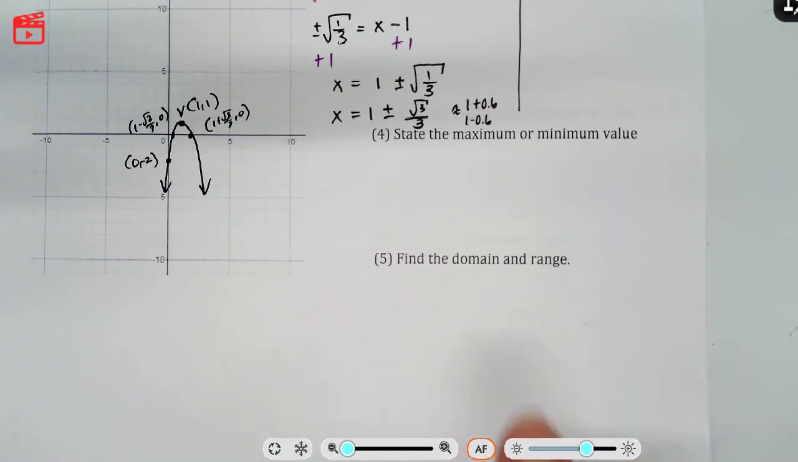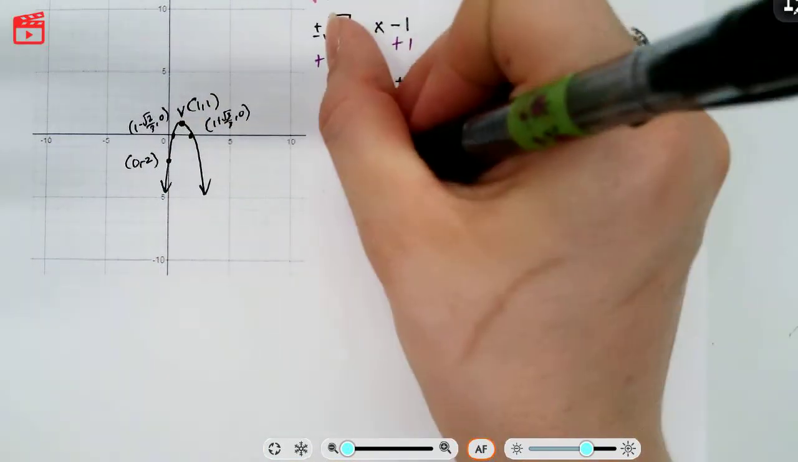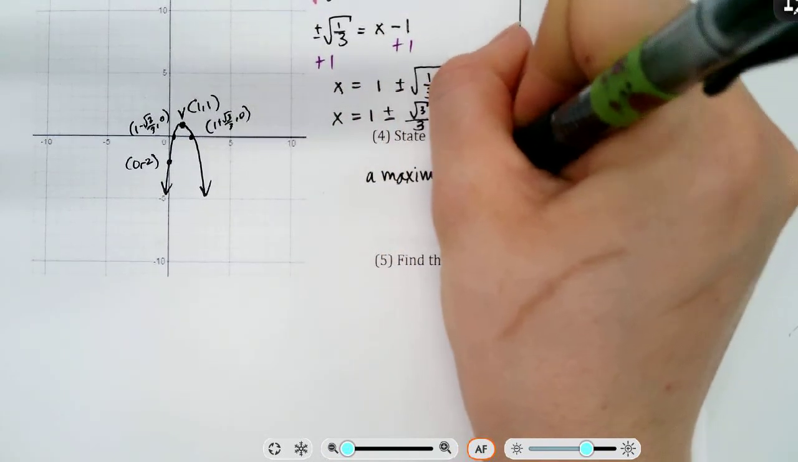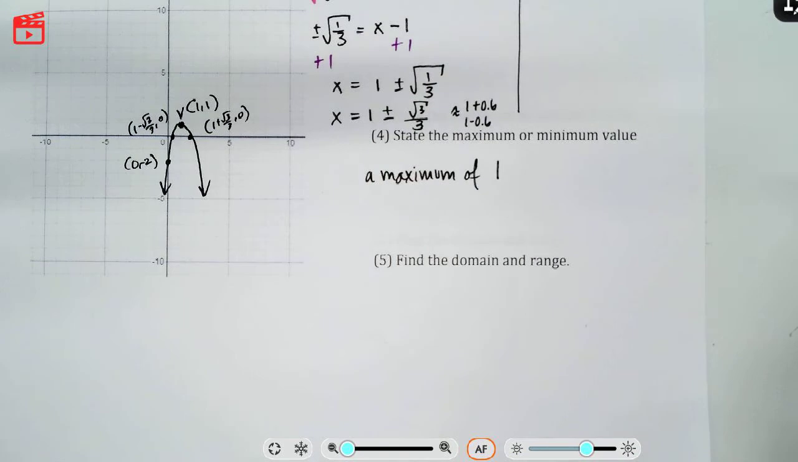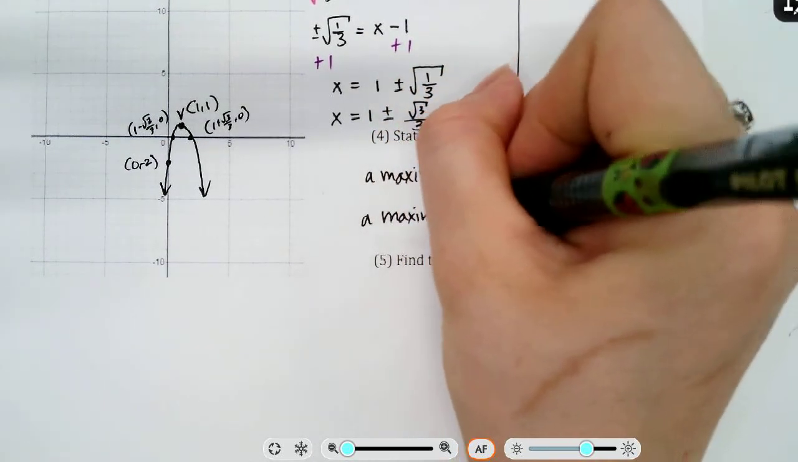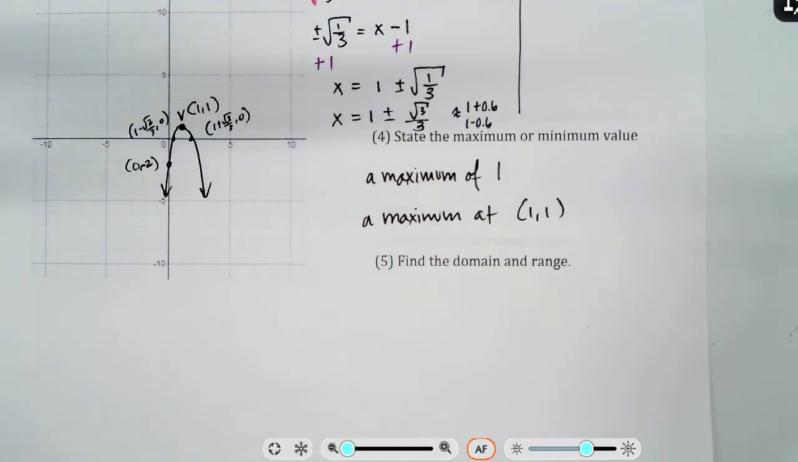And let's see, do we have a minimum or maximum? Well, since it's opening downward, we have a maximum at the vertex. So we have a maximum of, and our y value at this time is 1. Or you could write it a maximum at the point 1, 1. Okay, 2 different ways to write it.